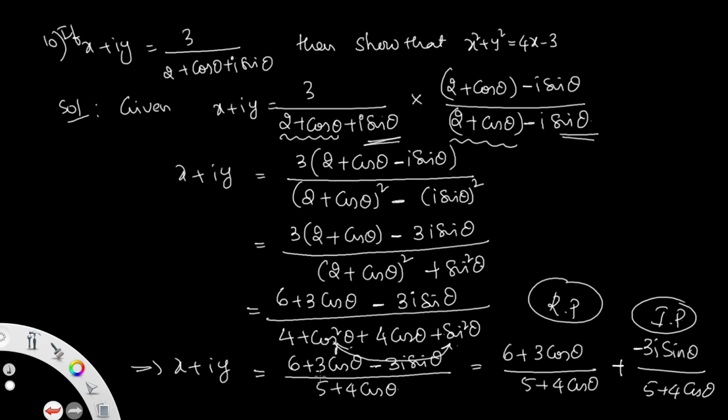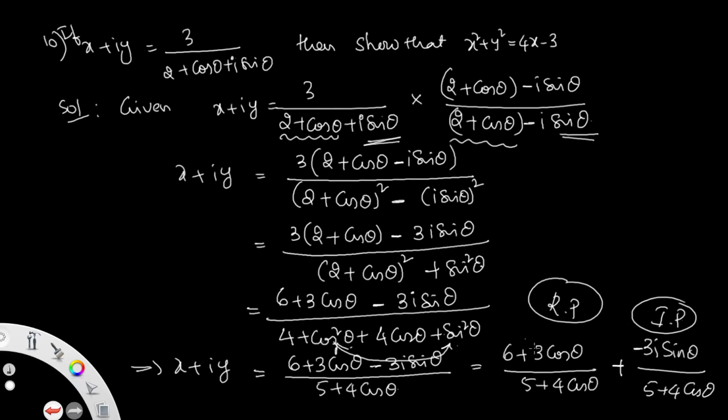That is (6 + 3 cos θ)/(5 + 4 cos θ) as the real part, without i. And with i, that is −3i sin θ/(5 + 4 cos θ). This is the imaginary part. Now comparing, x equals this term and y equals this term.